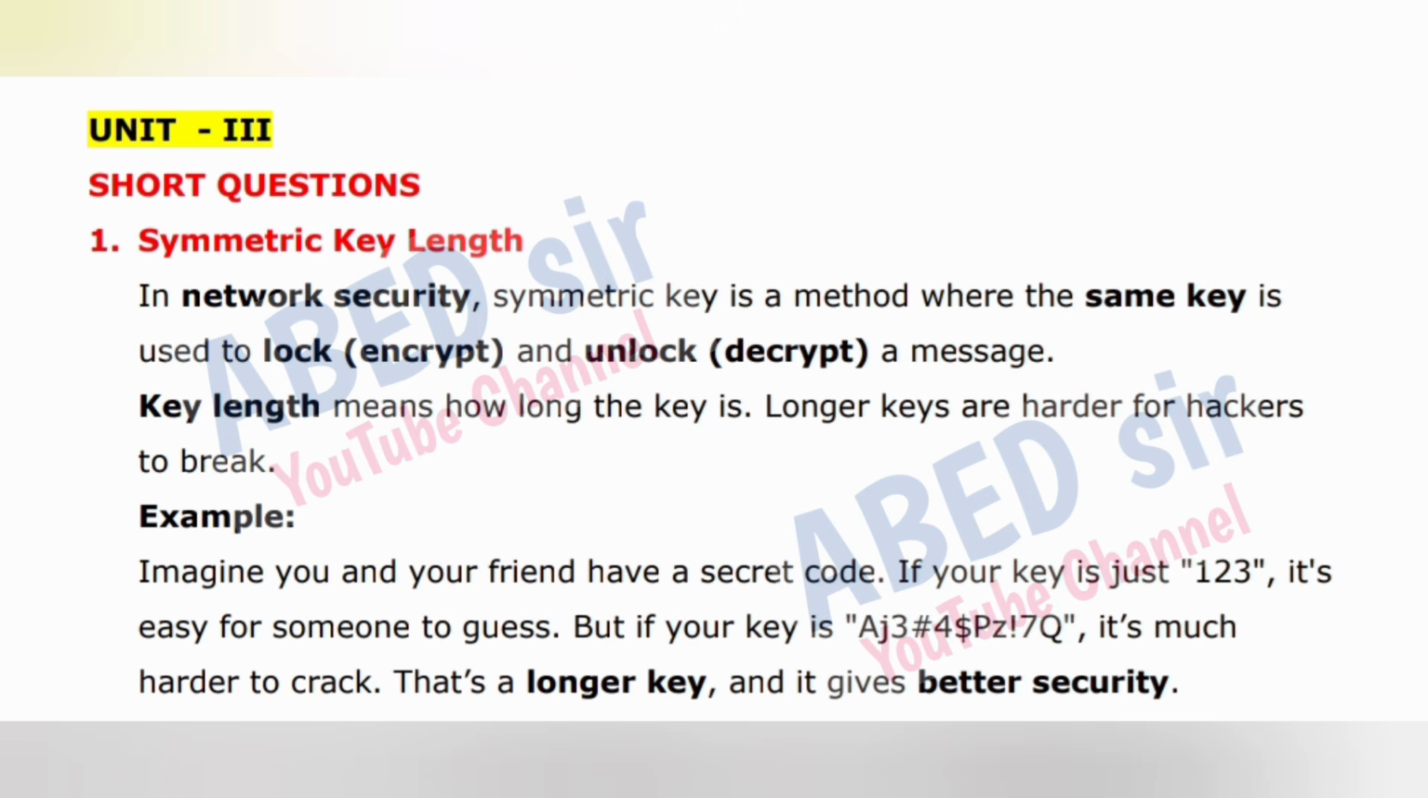Example: imagine you and your friend have a secret code. If your key is just 123, it's easy for someone to guess. But if your key is #3#4PZ7Q, it's much harder to crack. That's a longer key, and it gives better security.